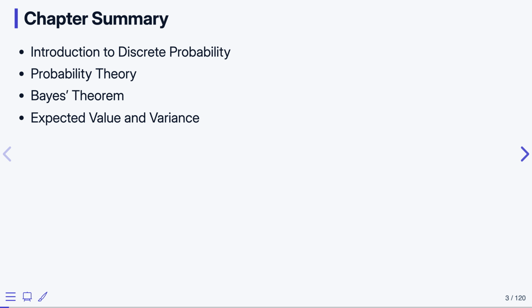This is the plan for the whole chapter, 4 parts in this order. First, an introduction to discrete probability. Here we just count outcomes. Second, probability theory, with more general tools. Third, Bayes' theorem. And fourth, expected value and variance. Let's begin with the first one.